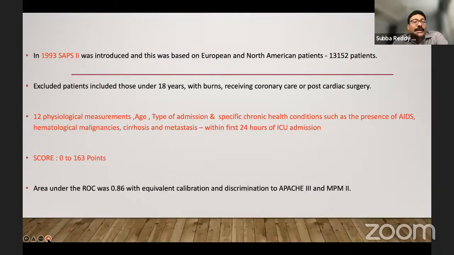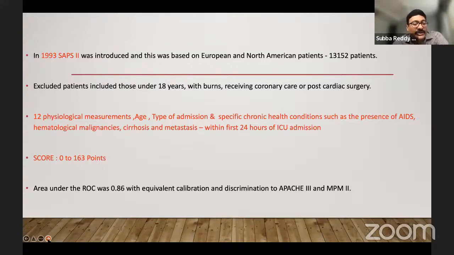In 1993, SAPS 2 was introduced. Again based on European and North American patients, they took nearly 13,000 patients. They excluded patients under 18 years of age, and patients with burns. As I told, they excluded patients with cardiac risk or cardiac surgery patients in all the scoring systems. So the 12 physiological measurements, age, type of admission, and specific chronic health conditions such as the presence of AIDS. In SAPS 2, they incorporated chronic health issues like AIDS, malignancy, cirrhosis, metastasis, and they took the score within the first 24 hours of ICU admission.